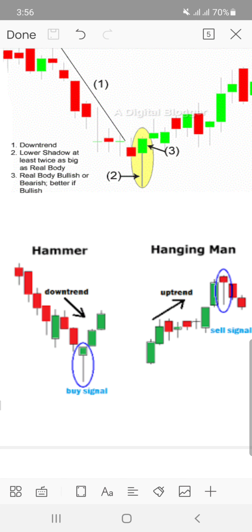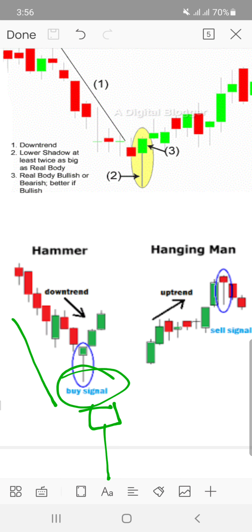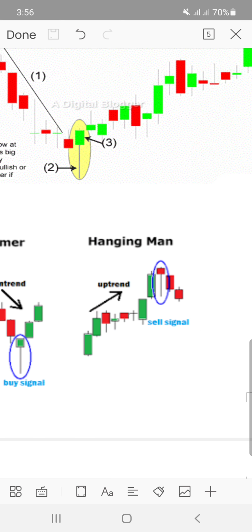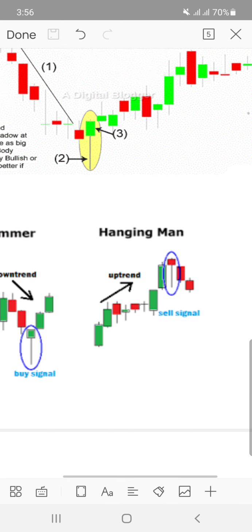So remember, hammer, downtrend, this pattern, right? And you see what they wrote here? They wrote buy signal, indicating that there's going to be a reversal soon. For the hanging man, first of all, it must be in an uptrend. The market must be buying. And remember, like I told you guys, the color of the body doesn't really matter. It all depends on where you see the hammer or the hanging man. You understand?